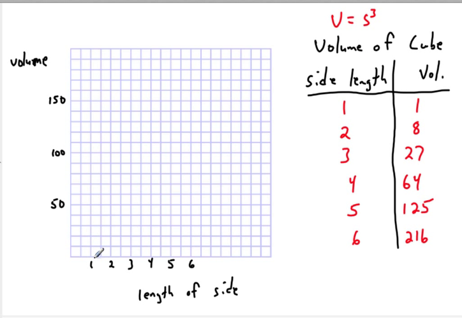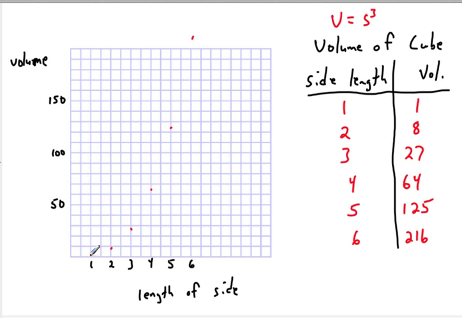So we have a side length 1, volume of 1. So that's going to be way down here. Side of length 2, volume of 8. That's going to be about right here. I'm going by tens on this one. 27 right there, 64 about right here, 5, 125. It's really starting to shoot up now. And then 6 at 216. So that's going to be probably above the graph here, probably around here.